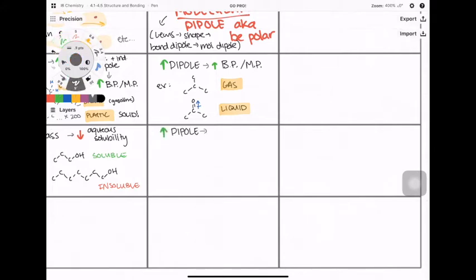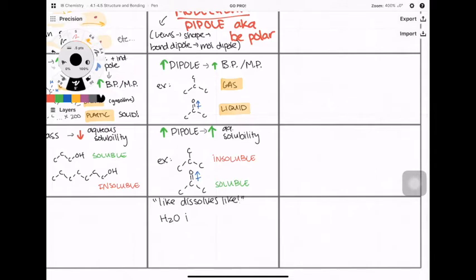In terms of solubility, this one's a little bit different than London dispersion forces in that the greater the dipole, the more soluble it is in water. So if you take a look again at those exact same molecules, the one with the dipole is soluble while the one without the dipole is insoluble in water. And this is due to this idea that is known as like dissolves like. So water is a polar molecule, and so it's able to dissolve other polar molecules.